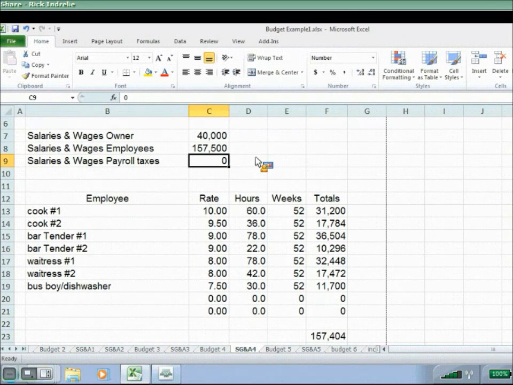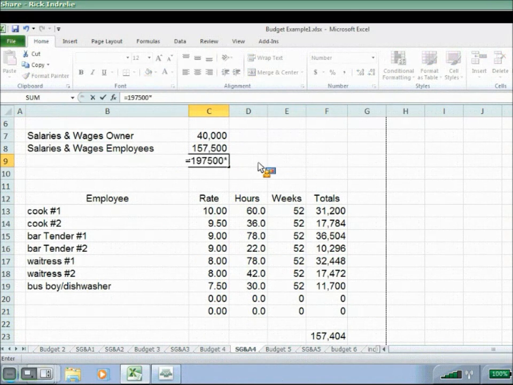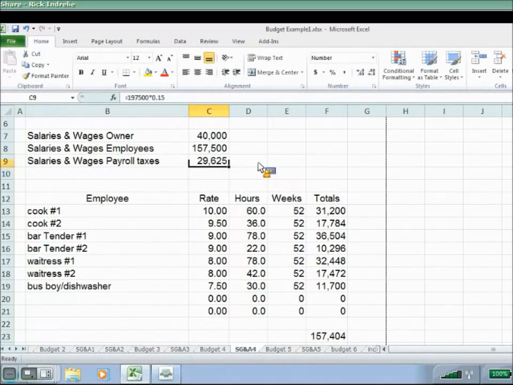So if we add up the 40,000 plus the 157,500, we're going to get a grand total of 197,500. We multiply that number by 15%, and we get a payroll tax expense of $29,625. And we think that's going to be enough to cover our FICA, our Medicare, our unemployment compensation, and our workers' compensation. So we think that's a pretty reasonable number.